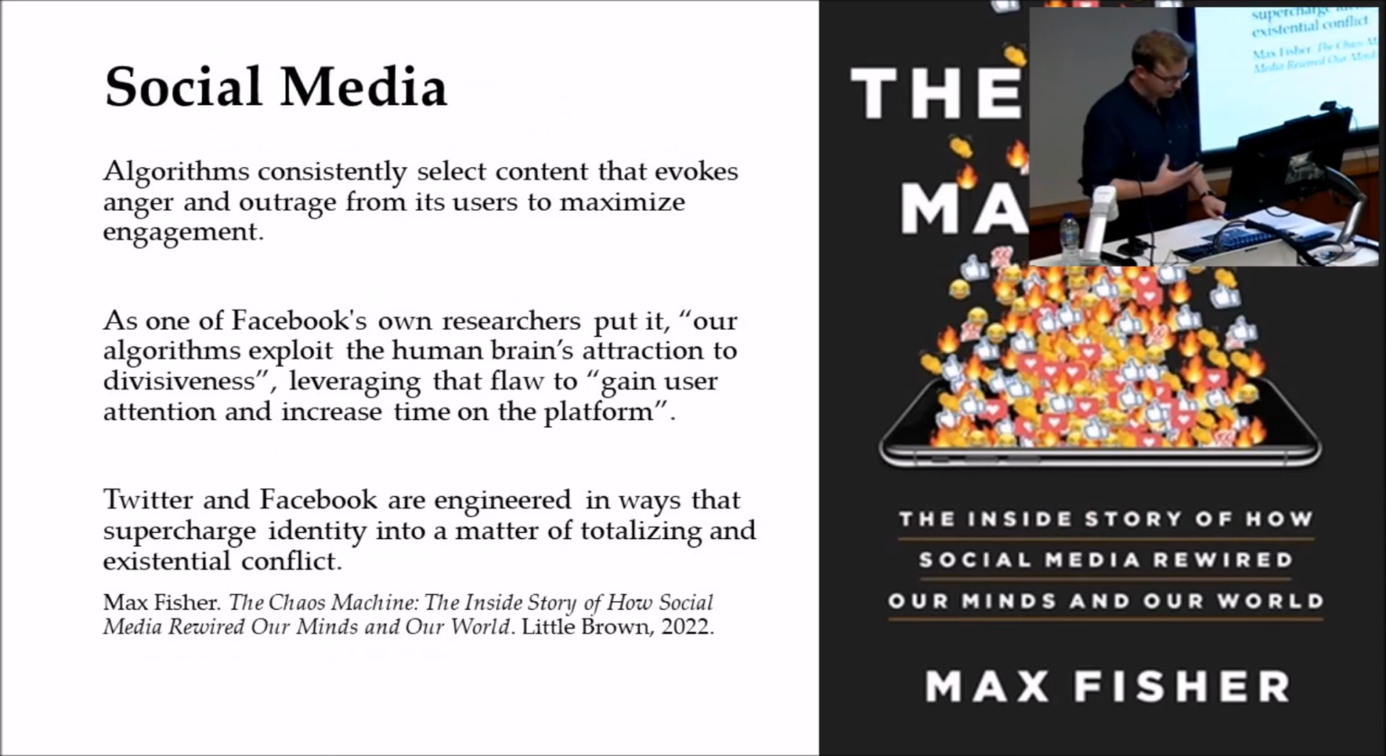And I think one place where we see this is social media. This is what I'm most anxious about, and this is what I think literature can help us to address. So here's Max Fisher in his recent book, just came out, The Chaos Machine. His algorithms consistently select content that evokes anger and outrage from its users to maximize engagement. Think about that. Someone is trying to annoy us to maximize engagement. They are feeding off of our negative energy so that they can generate advertising revenue.